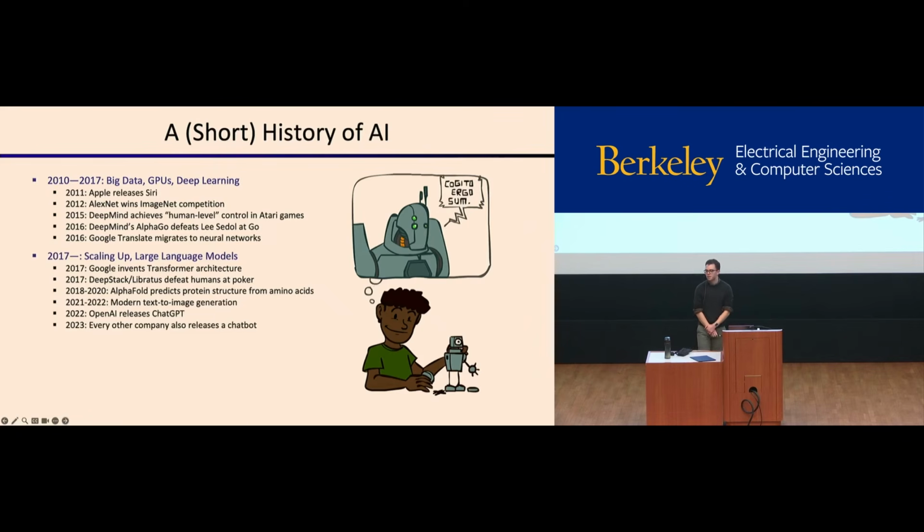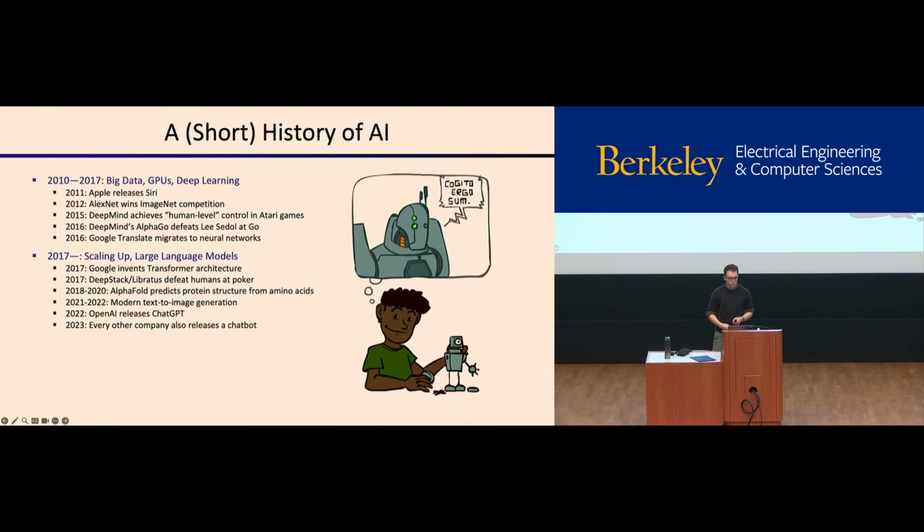And then since 2017, we have basically been scaling that up, and we've been working towards these large language models, now called foundation models. So in 2017, Google invents the transformer architecture, which is the thing that underpins all of these chatbots. And then in 2017 also, there was a big poker breakthrough. DeepStack and Libratus, two different algorithms, simultaneously defeated humans at poker. And then 2018 to 2020, AlphaFold, that we already talked about, predicts the protein folding structure. And then 21 to 22, that's when these modern image generation from text systems emerged.